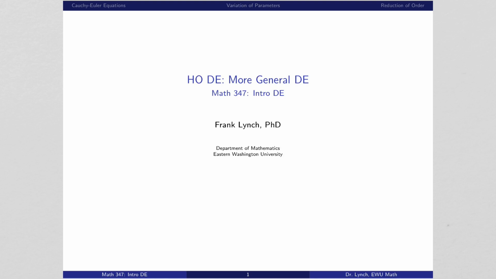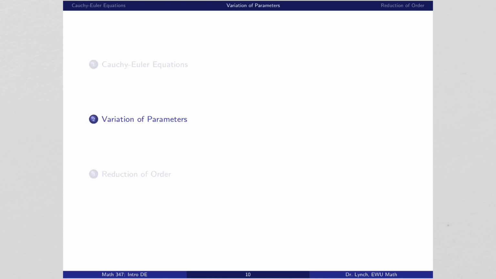In this video, we'll have a look at variation of parameters as well as reduction of order. Variation of parameters turns out to be a more general strategy for finding a particular solution, and reduction of order is a strategy for finding a second linearly independent solution to a differential equation given a solution. Okay, without further ado, variation of parameters.